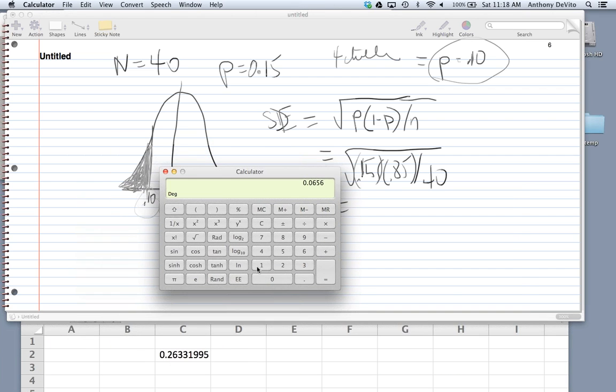let's see, 0.15 times 0.85, right? That's going to be equal to that, divided by 40. Going to be equal to that. And then I got to take the square root. It's going to be equal to about 0.056.